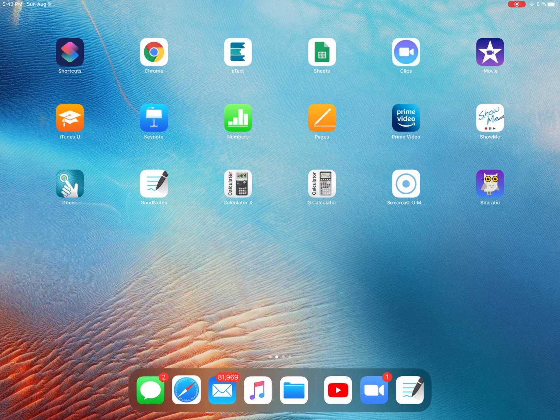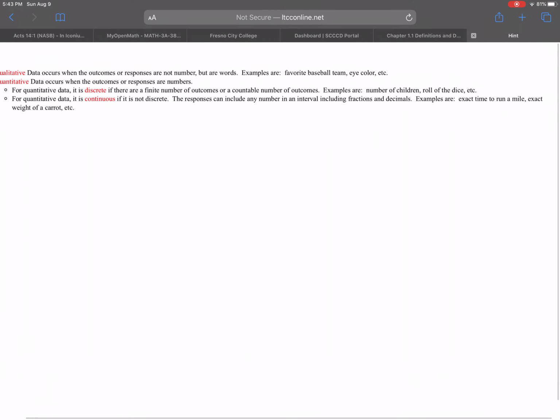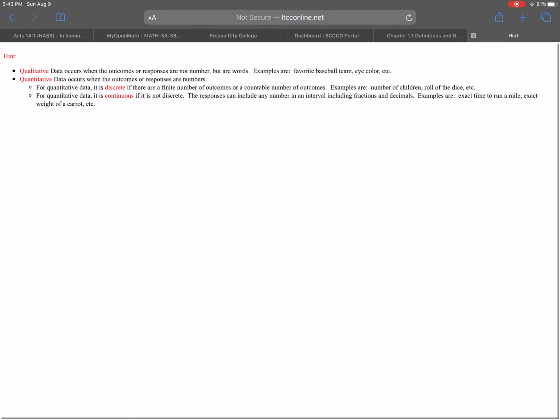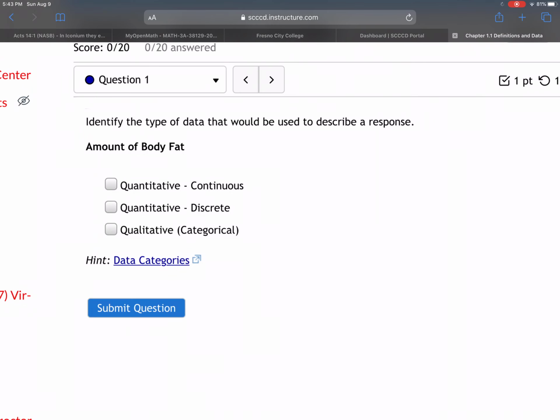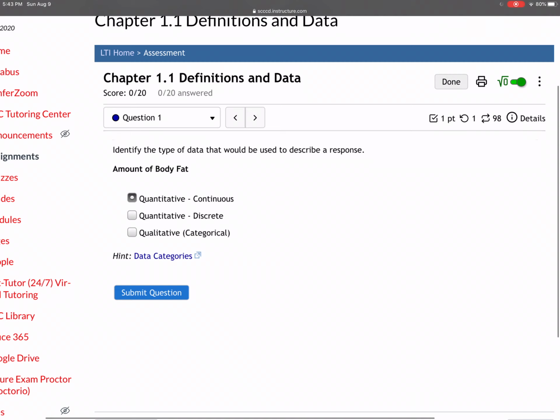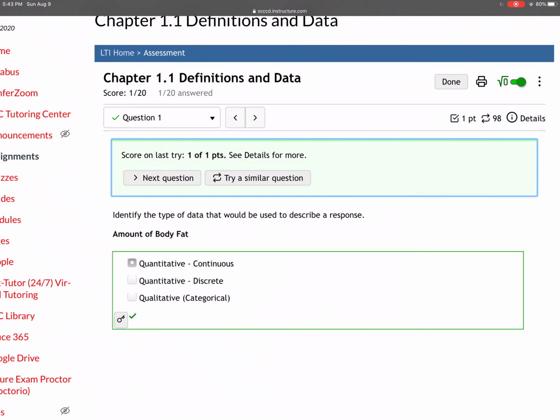So if I go back then and go, oh, okay. Let me click on, we did the hint. Let's go back from the hint. So, okay, thanks for the help there. So amount of body fat, this must be continuous, because it could be any number. Let me submit. Yeah, I'm right. Okay, so notice I got it right.